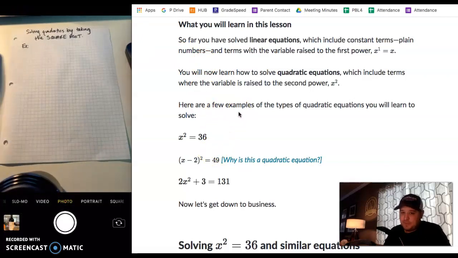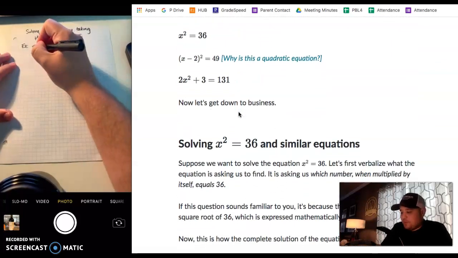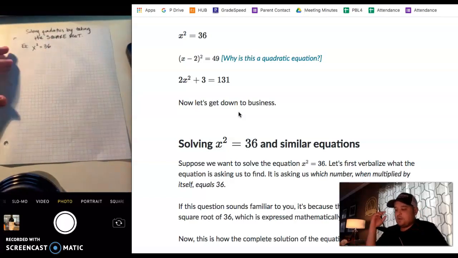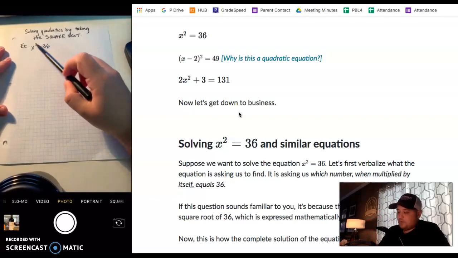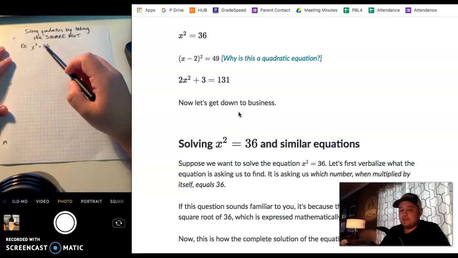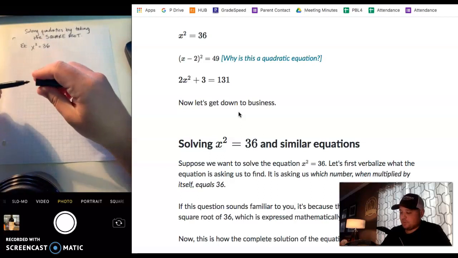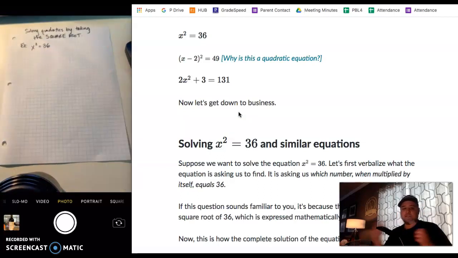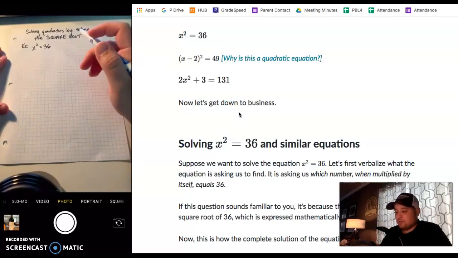So the first example will be x squared is equal to 36. Okay. All right. So in the past, when we've solved problems like this, we've tried to make this side equal to 0 and then factor, right? Now we actually could do that with this problem. This one ends up being like a difference of squares problem, but we can take a shortcut here where we are going to just take the square root on both sides.